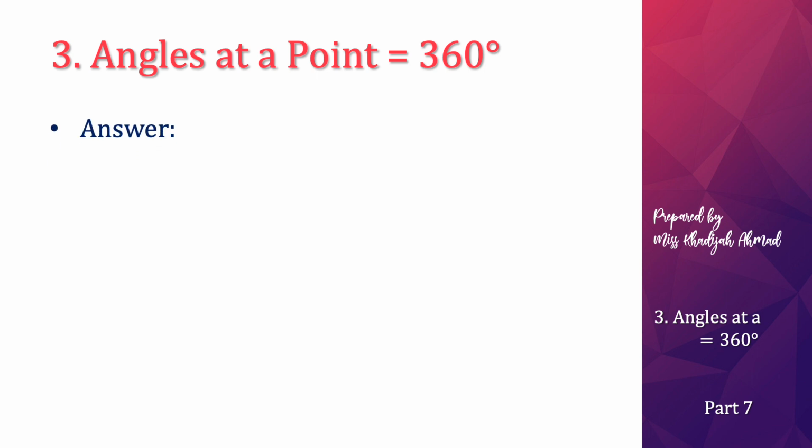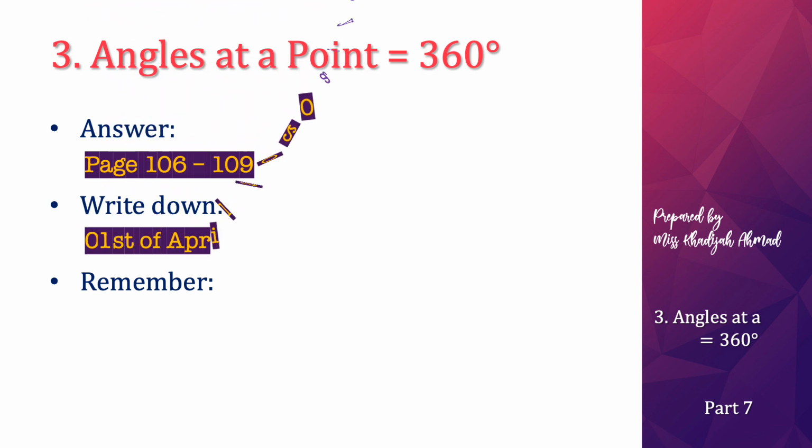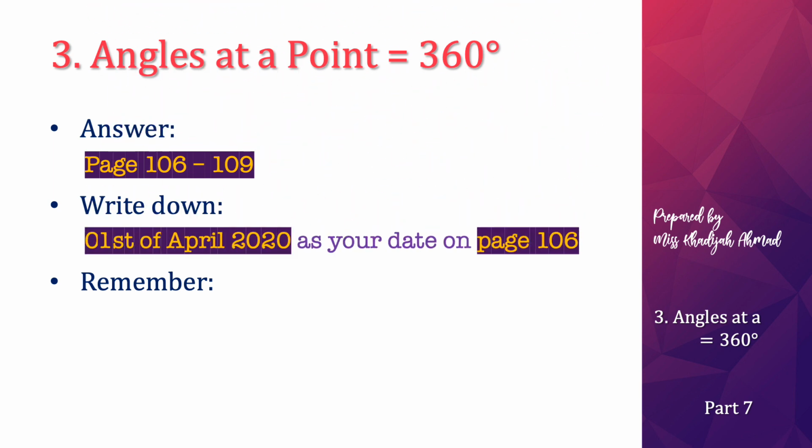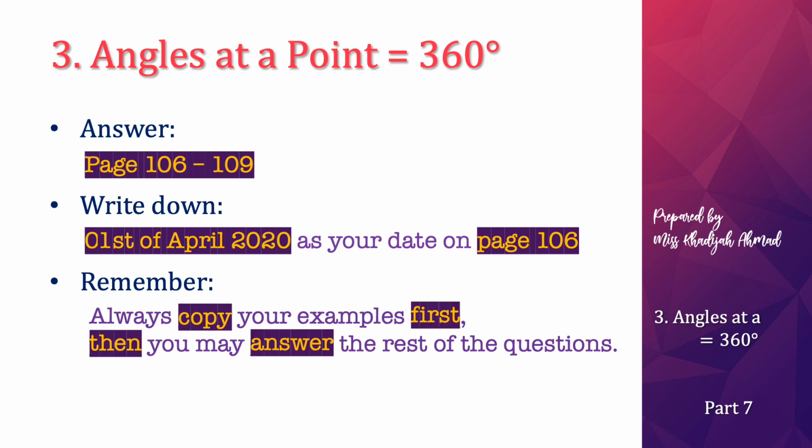Now here are the things that you need to do. You may answer pages 106 to 109. Write down 1st of April 2020 as you did on page 106. Remember, always copy your example first and then you may answer the rest of the questions. Copy first, then answer. I repeat, copy first, then answer.